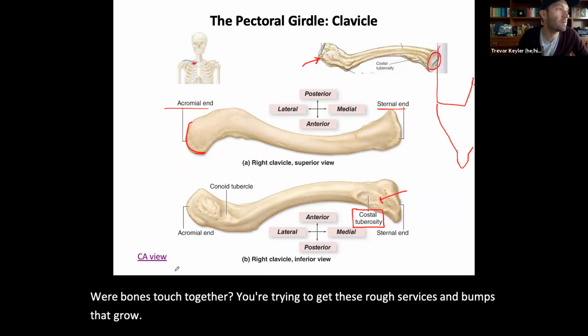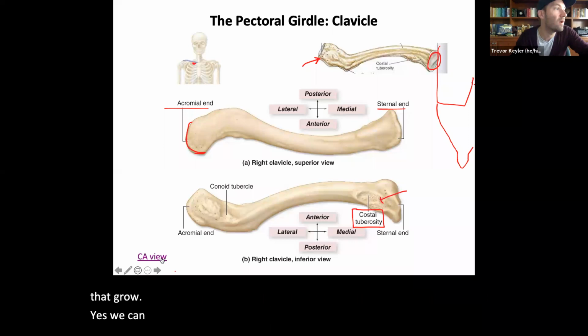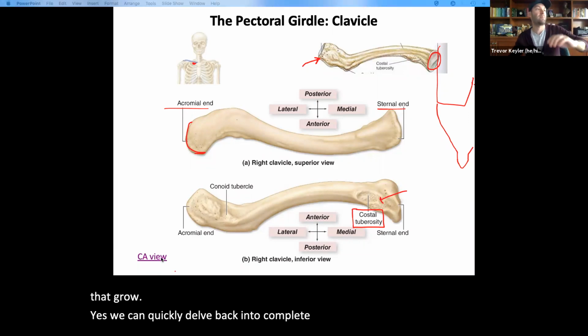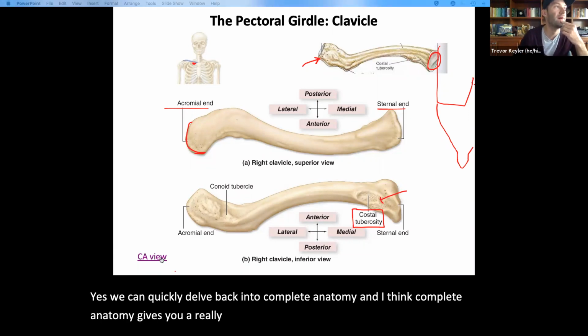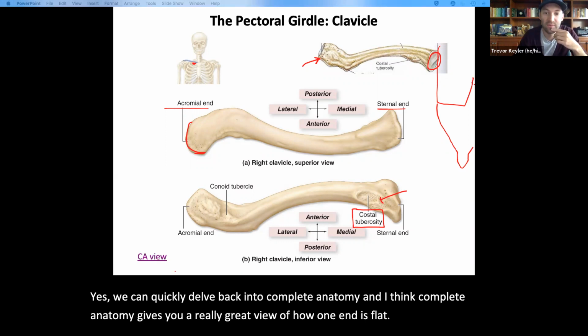I guess we can just quickly delve back into Complete Anatomy. And I think Complete Anatomy gives you a really great view of how one end is flat and one end is round.